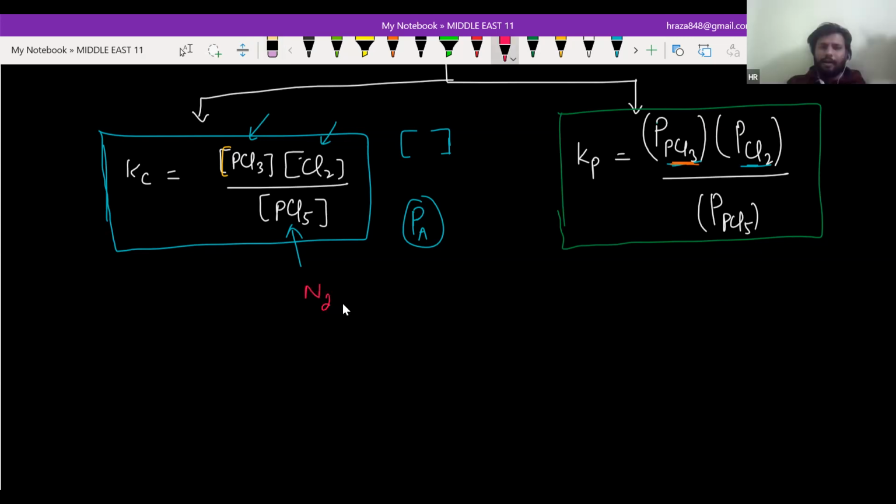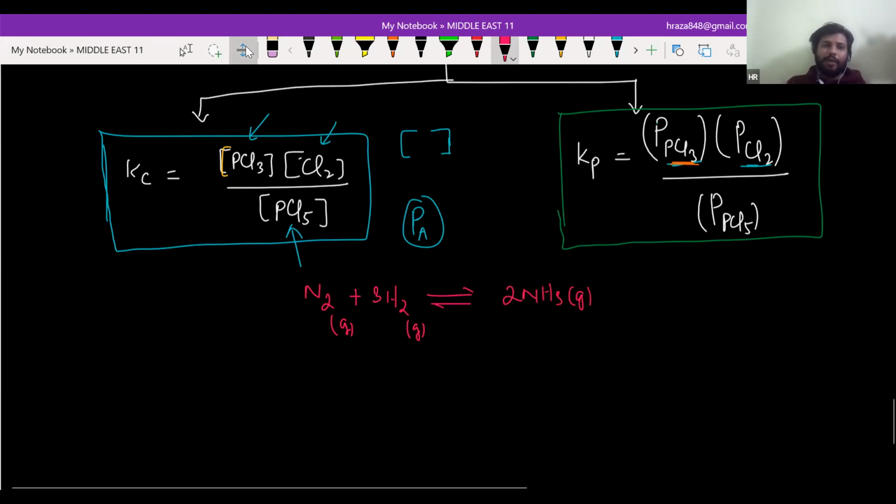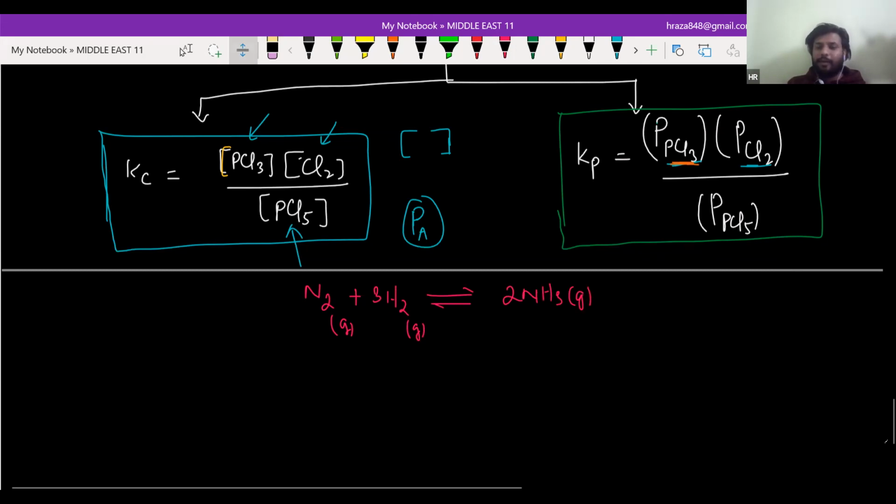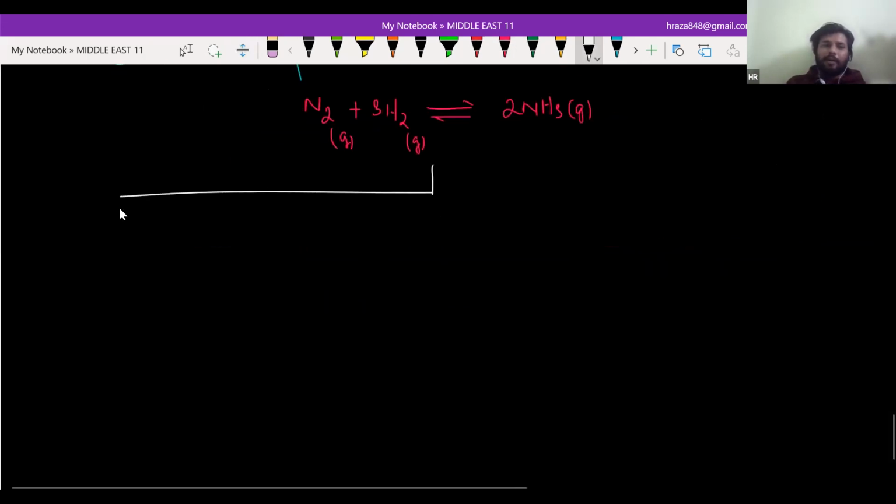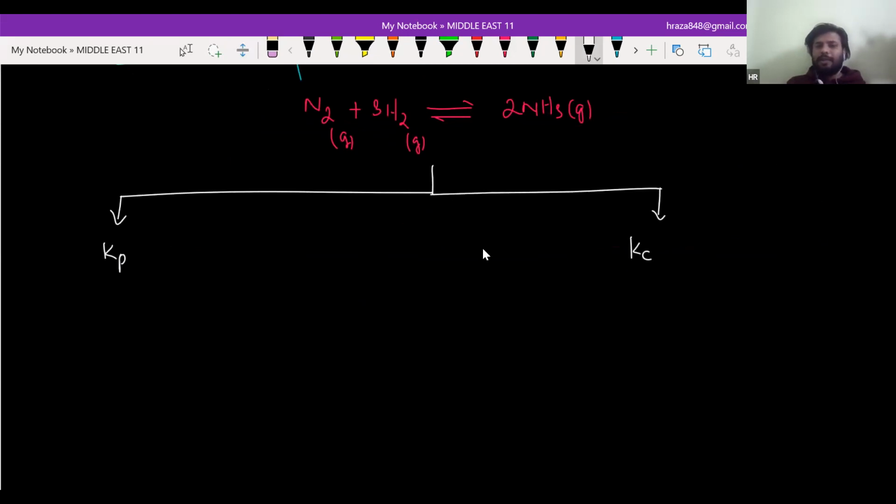Okay, going to write another reaction. This is all in gaseous state, and in this chapter, the physical state is very important. After some time you will get to know why it is important. So I am going to write Kp as well as Kc. Students generally think Kc is easier, but both are equal, both are easy. You can see this is in product, so I'm going to write the product one first.